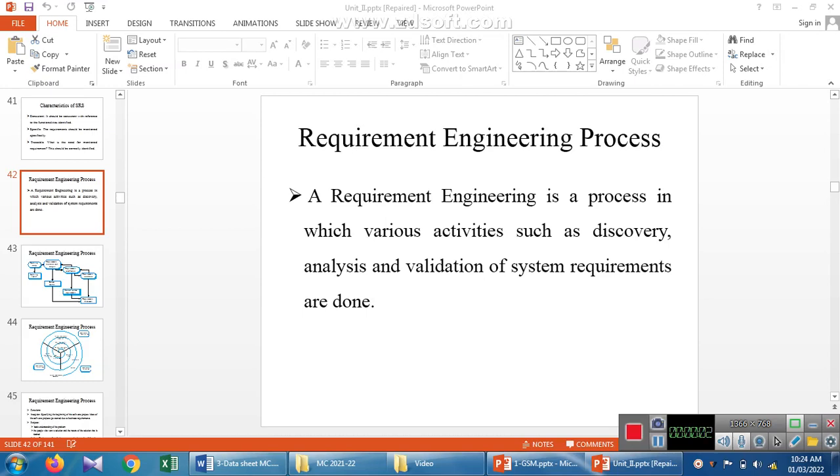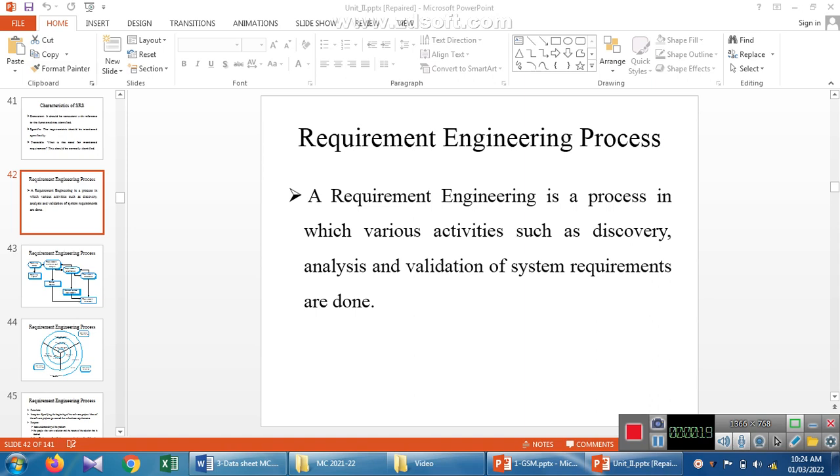Hi everyone. Today we are discussing the requirement engineering process. The requirement engineering process has various activities, such as discovery, analysis and validation of the system requirements, which are done for a particular software development.